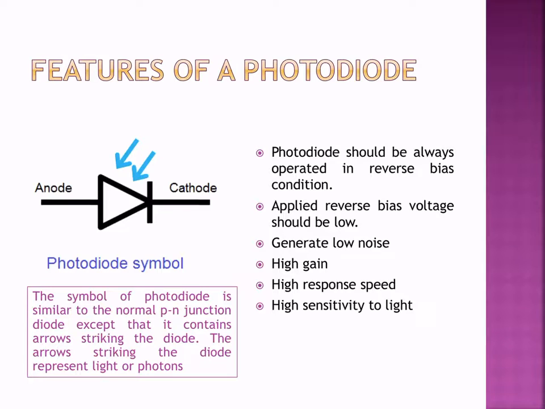Features of a photodiode. The symbol of a photodiode is similar to the normal PN junction diode, except that it contains arrows striking the diode. The arrows striking the diode represent light or photons. A photodiode should always be operated in reverse bias condition. The applied reverse bias voltage should be low. It generates low noise, high gain, high response speed, and high sensitivity to light.